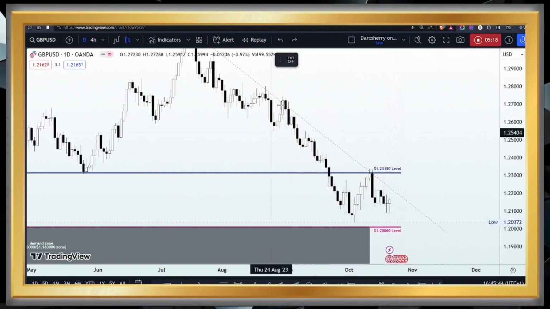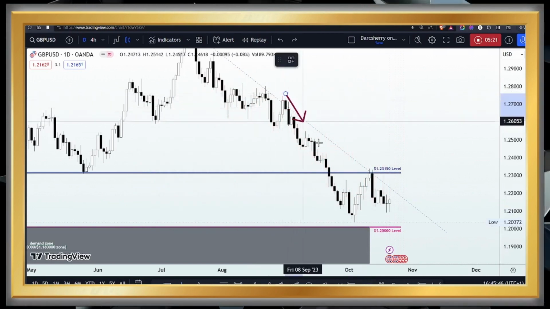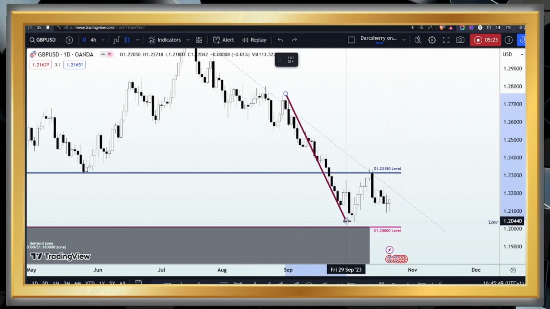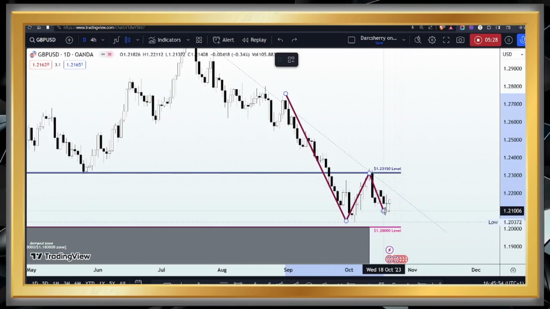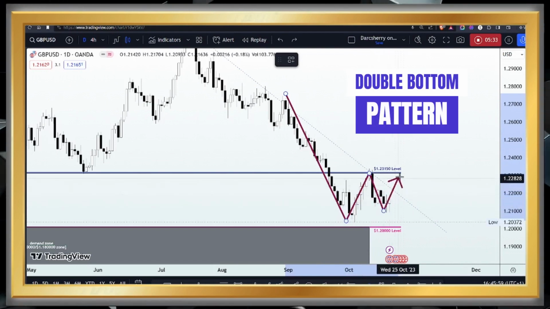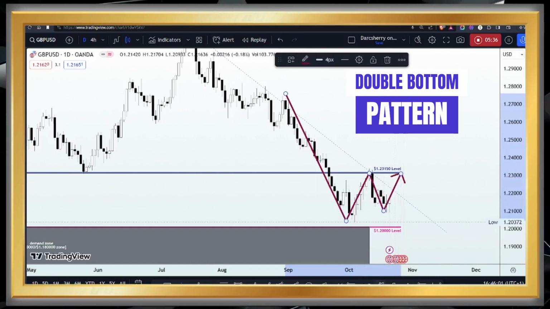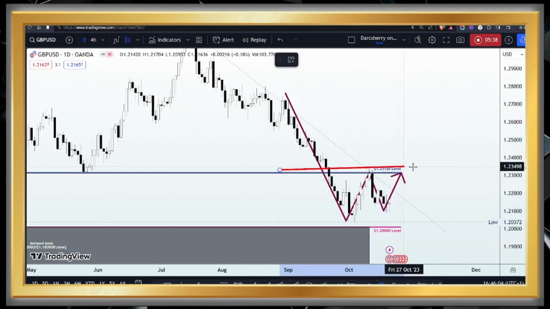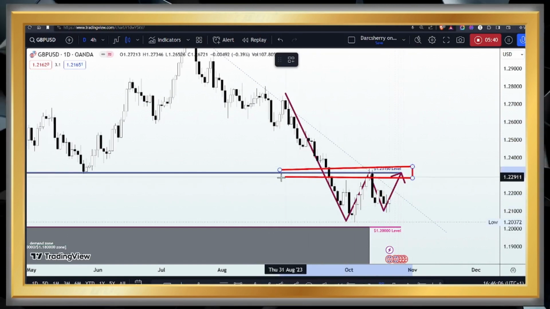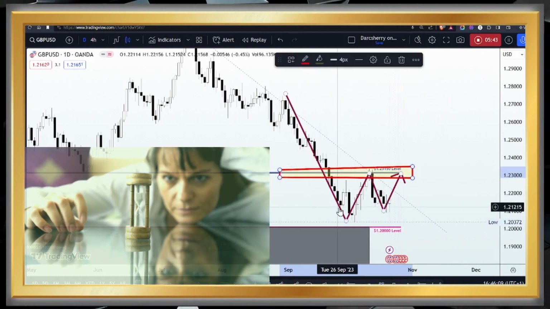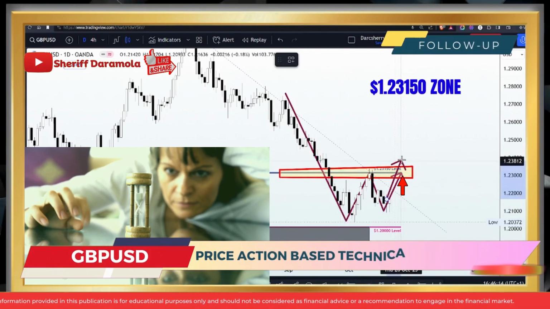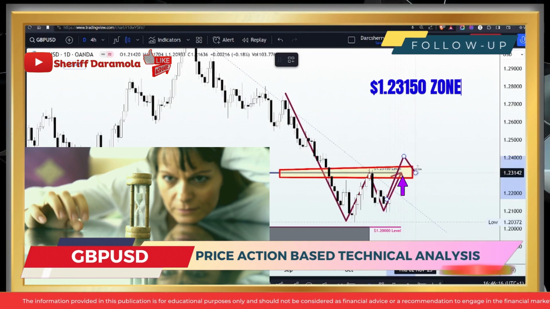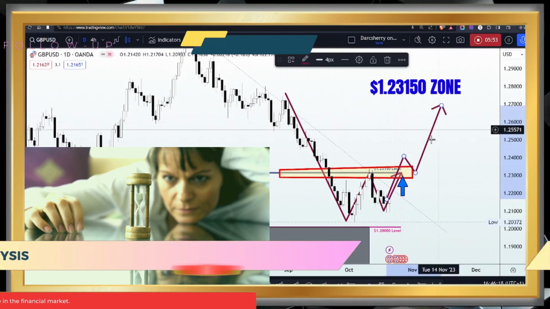And if you look at this structure closely, considering the impulsive move that brought us to this point, it appears that price action is gradually transitioning into what may look like a reversal pattern in the form of a double bottom structure, where the 1.2350 area is going to be serving as the neckline of that pattern. However, this is yet to be formed, as we will need price action to come closer and break out of the 1.2350 to validate this reversal pattern.